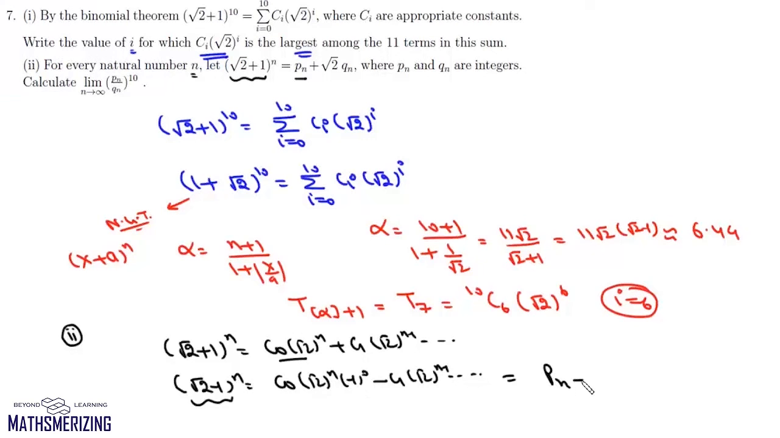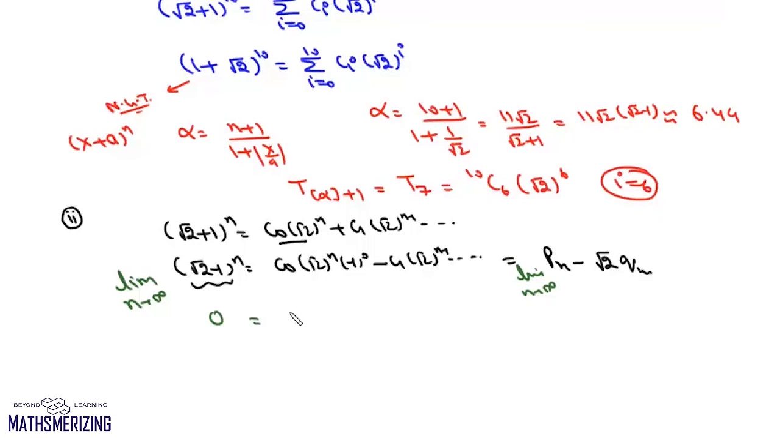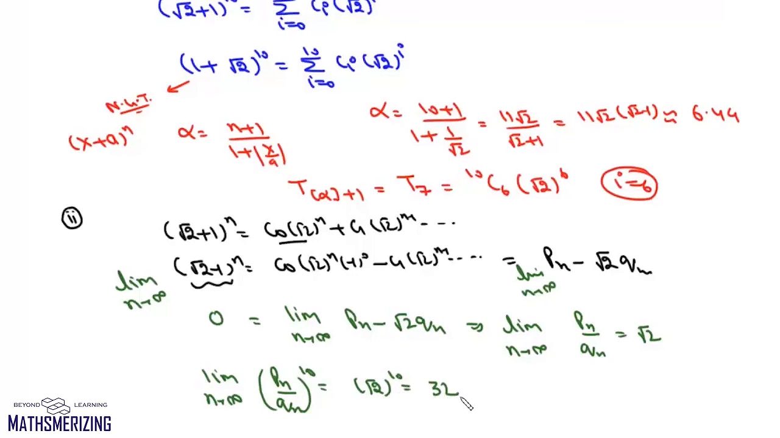Now √2 - 1 lies between 0 and 1, so a to the power n in that case will be simply 0. And here it will be the limit as n tends to infinity of pn - √2 qn. We can also write this as the limit of pn/qn, and it will be simply √2. Then the limit of (pn/qn)^10 will be (√2)^10, which is simply 32.